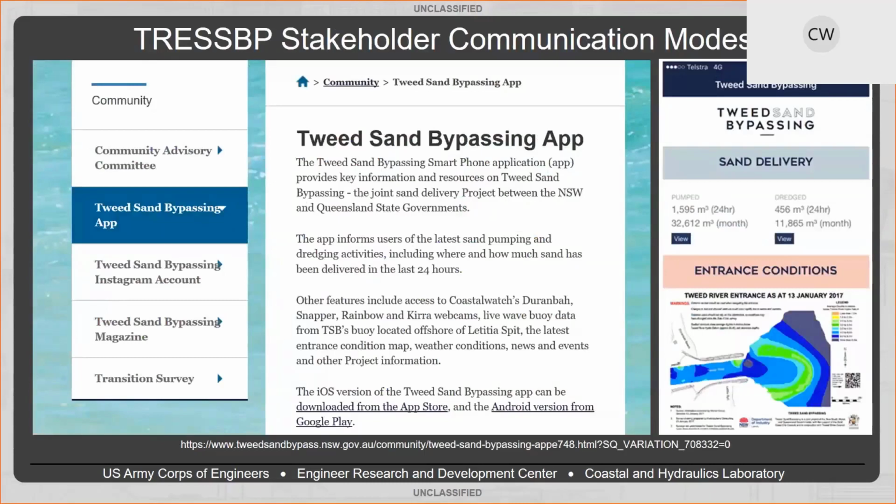And Tweed, very similar to Nerang, has an app as well, and their app's pretty high speed. So it tells you everything about how much is being pumped and how much is being dredged and what the conditions of the entrance is. And it's also a way for the locals to view the surf report so they can look at cameras of surf for all the surfers out there. Next slide. I think that might be the last one for me.